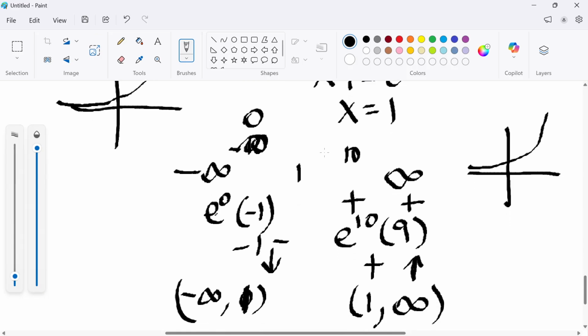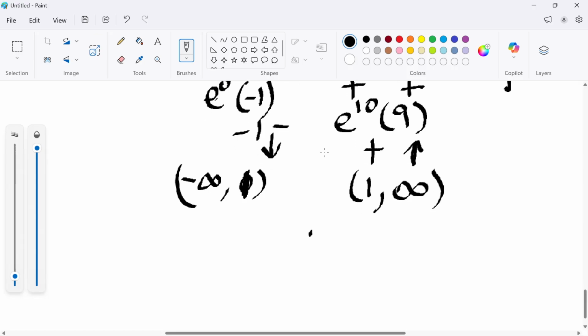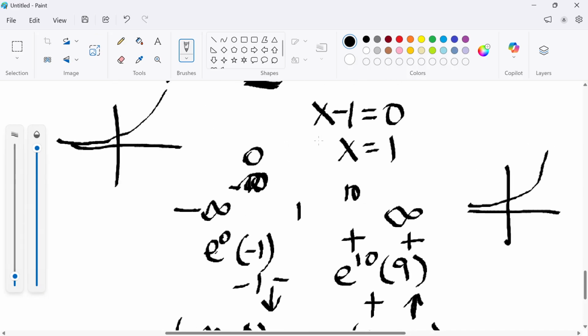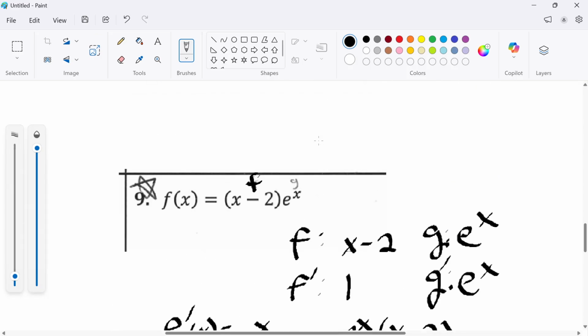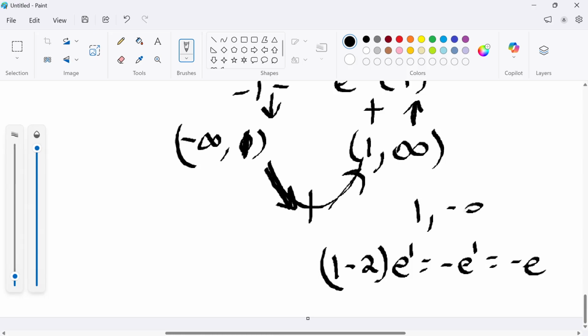And then it asks to find all local extrema. Well, since 1 is a critical value and it's decreasing before that and increasing after, 1 has to be a minimum. So 1 comma something is a minimum, and I'll plug that into the original function to find out what that is. 1 minus 2 times e to the first power equals negative e to the first power equals negative e. So 1, negative e is the minimum point.